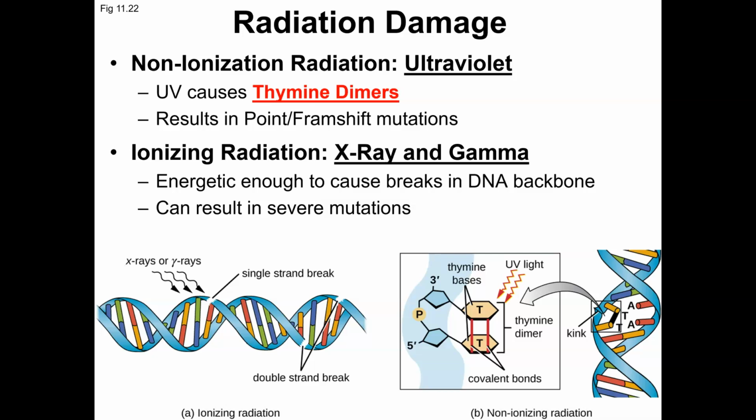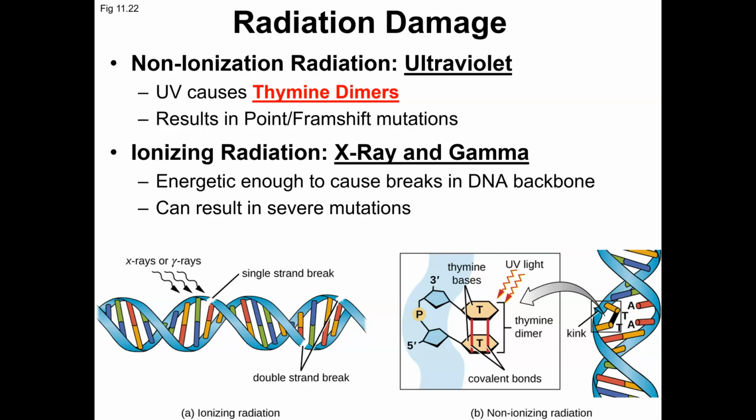Your DNA absorbs UV radiation. Thymines, when they're next to each other, get particularly excited. And once these adjacent thymines absorb enough energy, they will form an extra set of covalent bonds. Double bond, double bond. Thymine dimer.